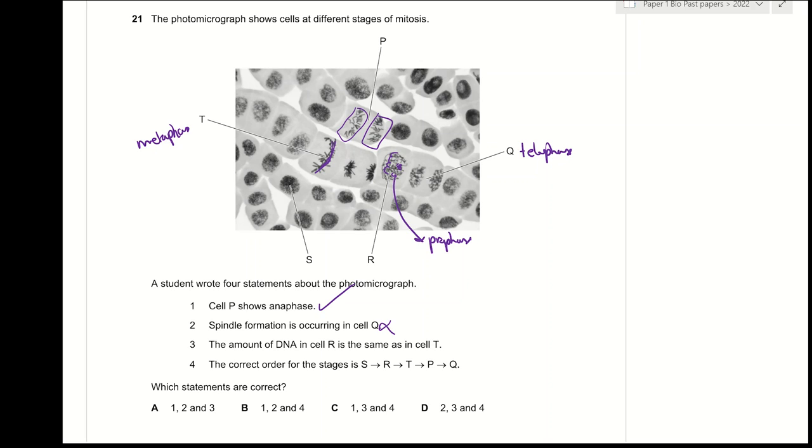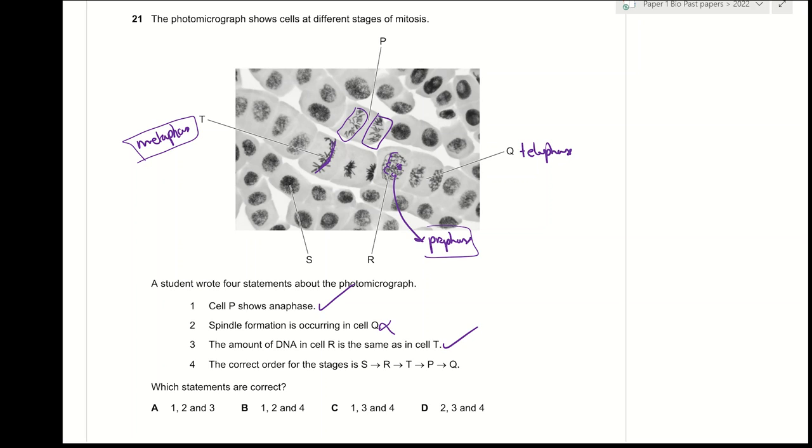Now, both of these, prophase and metaphase, are during mitosis, and the amount of DNA in mitosis is always going to be the same. Therefore, this is correct. The correct order for the stages is S, R, T, P, and Q.